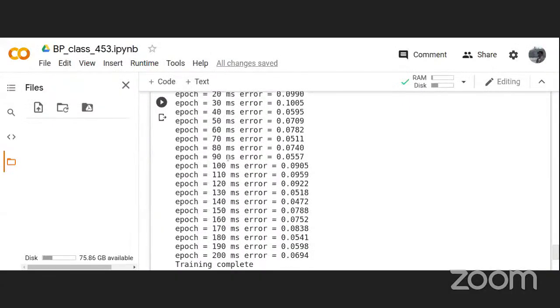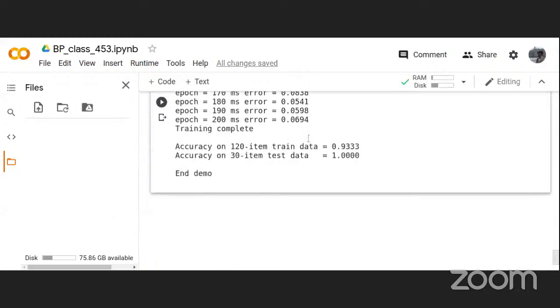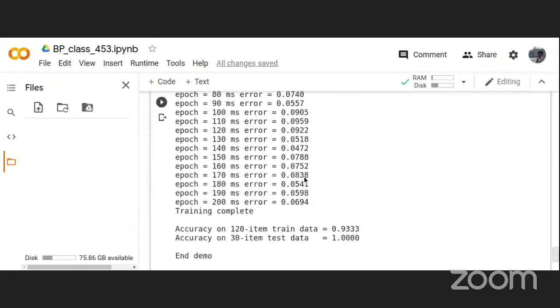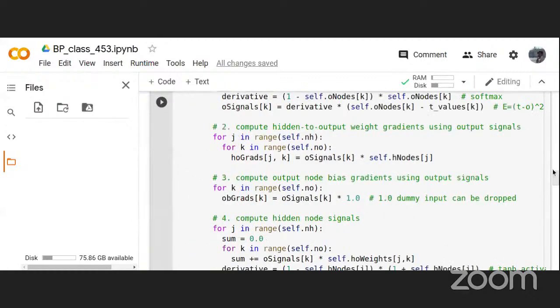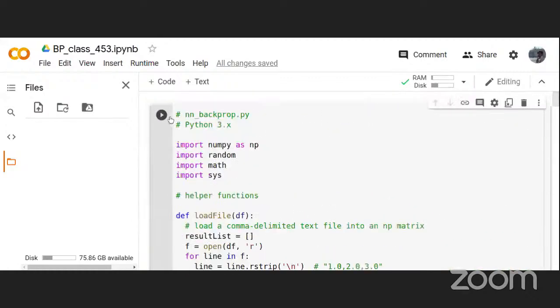Presently what I am doing here is opening another tab. Okay. So here, just observe the accuracy of 120 items of train data and all this. I will discuss this with you. I will also explain what that is. So this is the backpropagation algorithm implemented in Python. I will run this code, run cell.